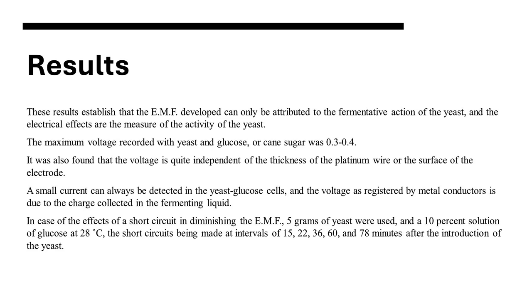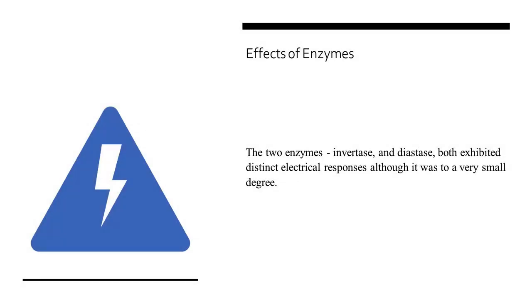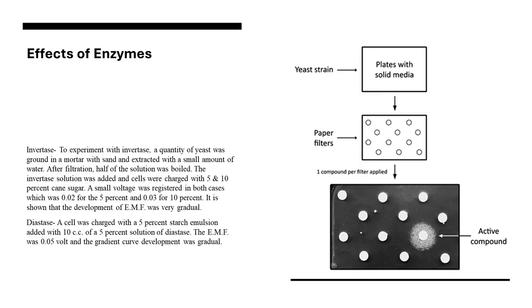In case of the effects of a short circuit in diminishing the EMF, 5 grams of yeast were used, and a 10% solution of glucose at 28 degrees Celsius. The short circuits were made at intervals of 15, 22, 36, 60, and 78 minutes after the introduction of the yeast. The effects of enzymes: the two enzymes invertase and diastase both exhibited distinct electrical responses, although to a very small degree. To experiment with invertase, a quantity of yeast was ground in a mortar with sand and extracted with a small amount of water.